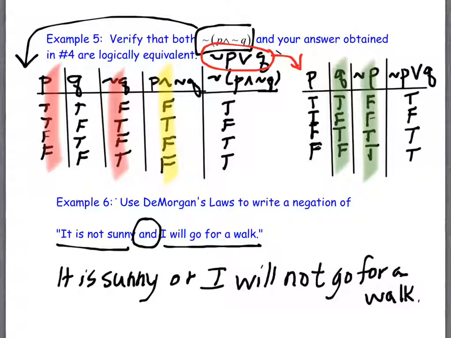And I want you to compare before you head out those two columns at the end. They're exactly the same. True, false, true, true. So they are logically equivalent. We did the problem correctly. They did match at the end.